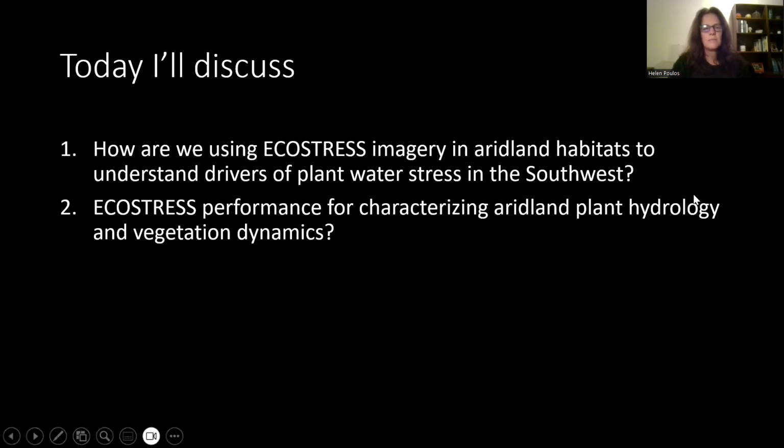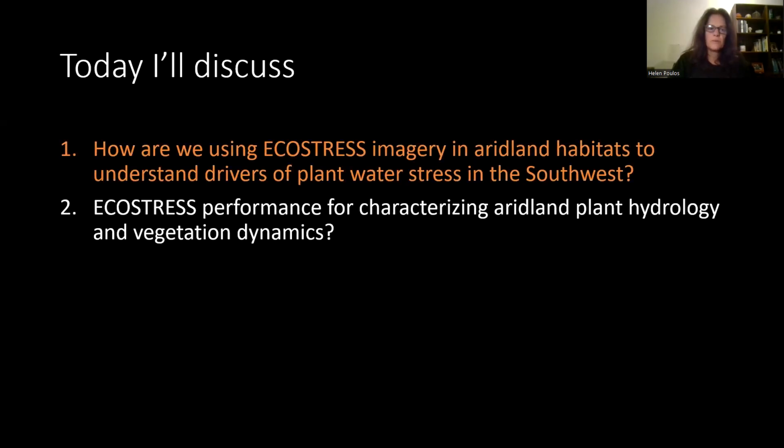And today, I'm going to talk about how we're using EcoStress imagery in arid land habitats to understand drivers of plant water stress across the Southwest. And then we're analyzing the performance of EcoStress for characterizing plant hydrology and vegetation dynamics, right? So this is a new type of imagery, with not a lot of validation or application. And so we're using EcoStress for a lot of different things to try to figure out where it works and where it doesn't work.